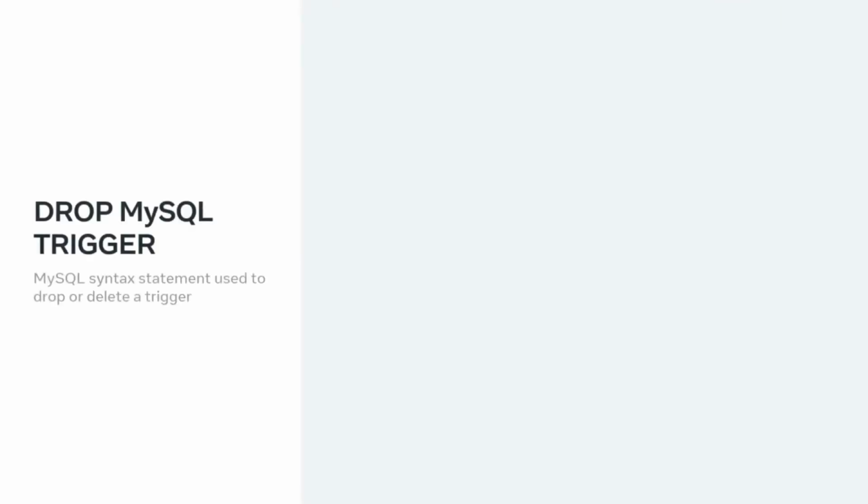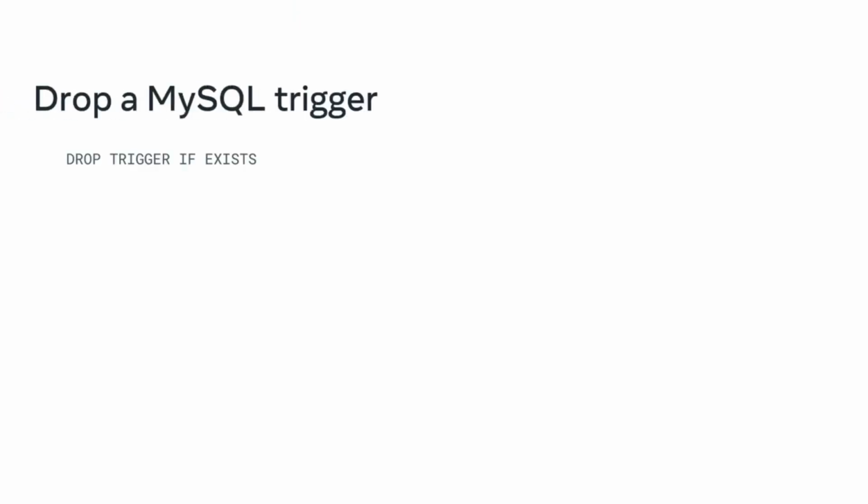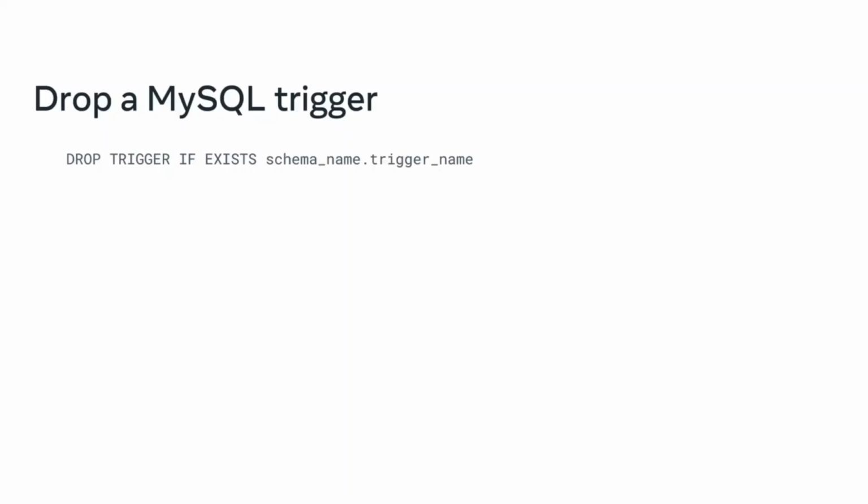To drop or delete a trigger that you've created, you can use the drop trigger command. To use this command, just write drop trigger. Then add the if exists clause. This clause makes sure that the drop command only works if MySQL can locate the trigger within the database. If you try to drop a non-existent trigger without this clause, then MySQL returns an error. Next, identify the schema that the trigger belongs to using dot notation to identify both the schema and trigger names. This makes sure that MySQL only deletes the trigger from the specified schema and not the entire database. Finally, type the name of your trigger. Then execute the statement to drop the trigger.